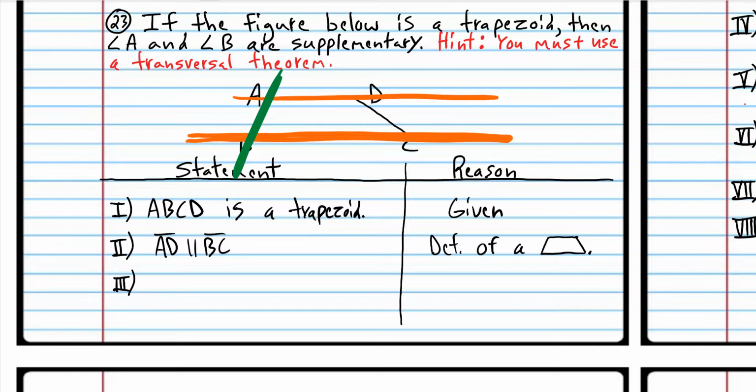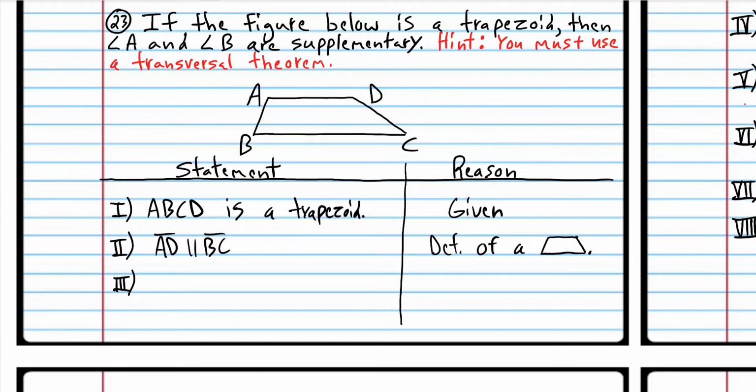So angle A and angle B, these angles over here, they must be supplementary by the consecutive interior angles theorem. So angle A and angle B are supplementary.